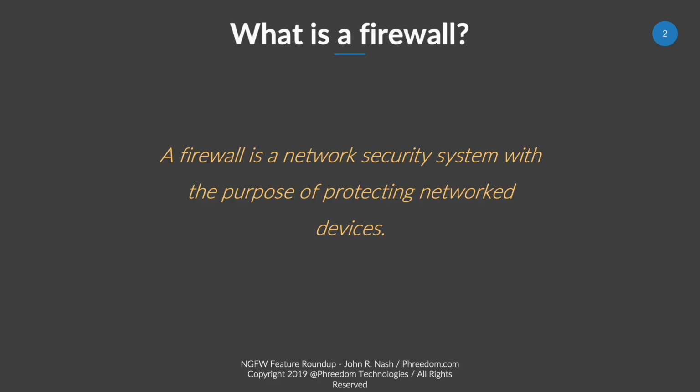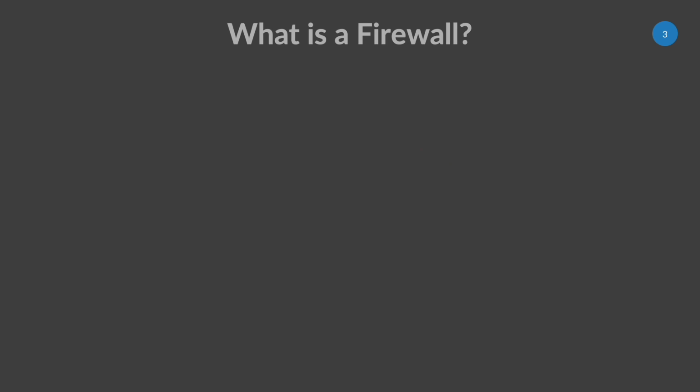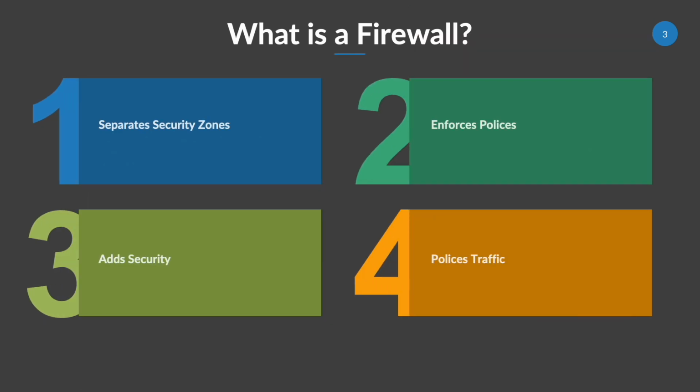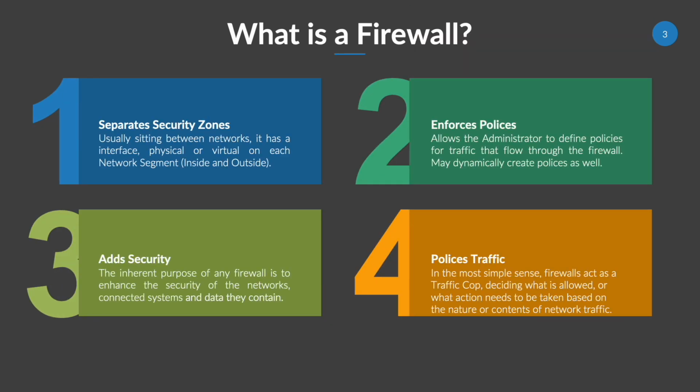All right, what is a firewall? A firewall is a network security system designed to prevent unauthorized access to or from a private network. So there are four main dimensions to a firewall. We've got separate security zones. It enforces policies, adds security, and polices traffic. So that is key. Those are the basic functions.